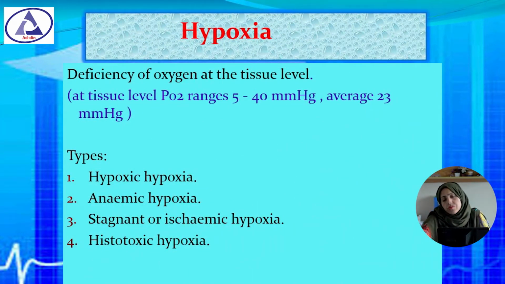Now, the hypoxia. What do you mean by hypoxia? Hypoxia means the deficiency of oxygen at the tissue level. Hypoxia has four types: hypoxic hypoxia, anemic hypoxia, stagnant or ischemic hypoxia, and histotoxic hypoxia.